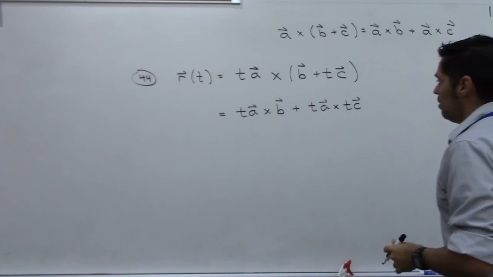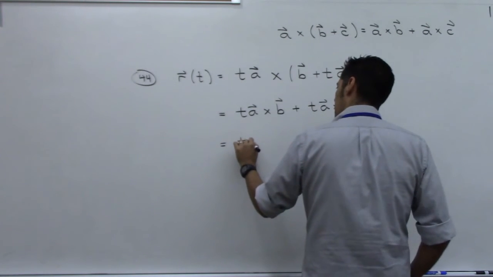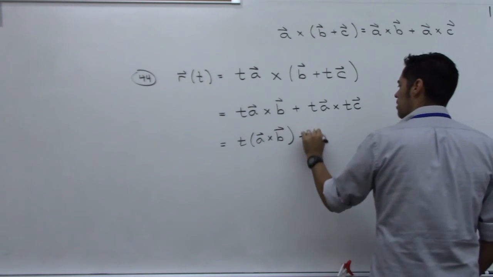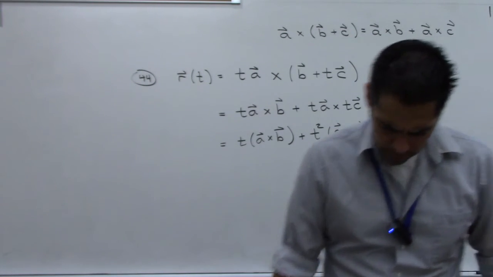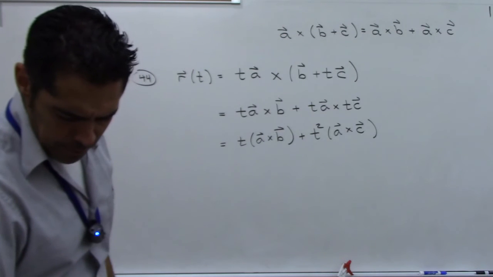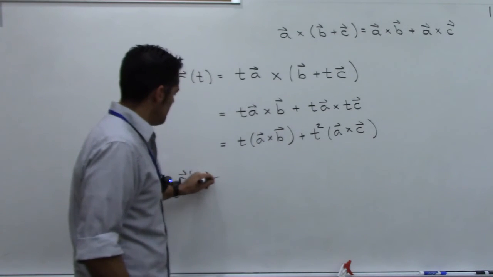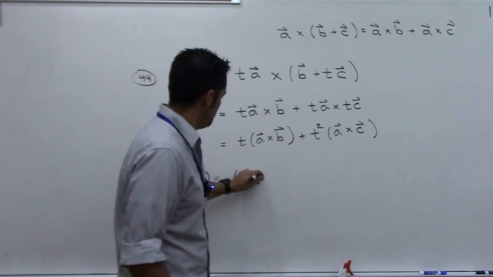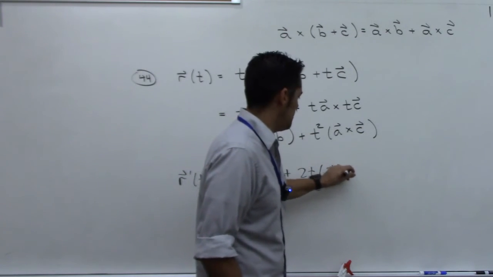Then I can use the fact that this constant can come out. So t times A cross B plus, and then this t both come out, so t squared A cross C. And I believe that's all they want. Yeah, that's it. So now we just take the derivative. So the derivative of this, you just take derivative of the t part. So derivative of that is 1 times that. So A cross B plus derivative of that, which is 2t, and then A cross C.